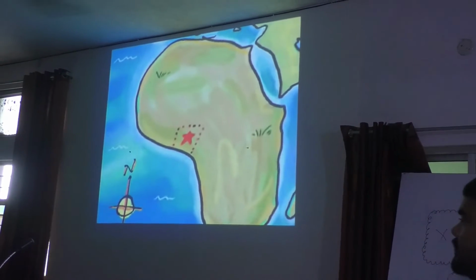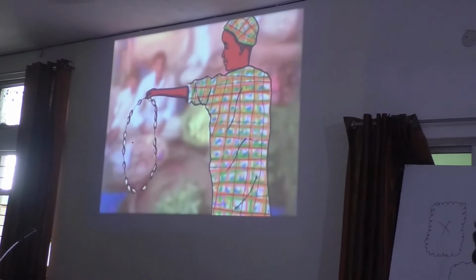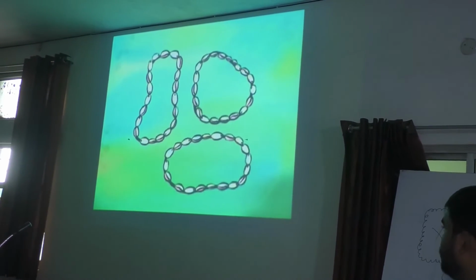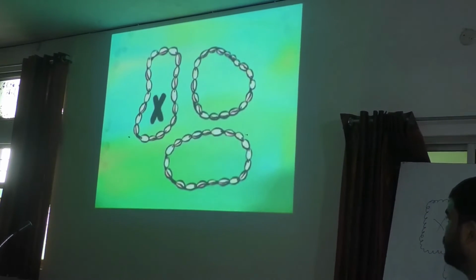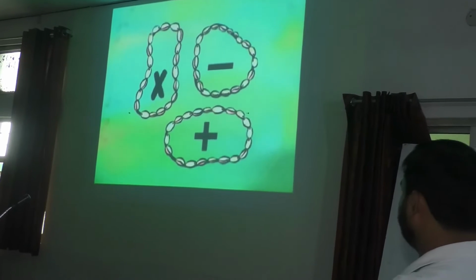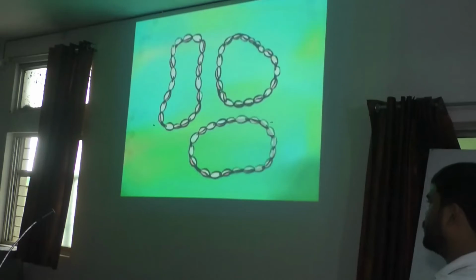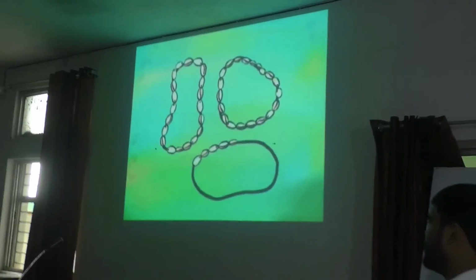The Yoruba in Nigeria used cowrie shells as currency and developed an amazingly complex number system. It was based on 20s and on the operations of multiplication, subtraction, and addition. For example, they wrote 45 as 3 times 20 minus 10 minus 5.